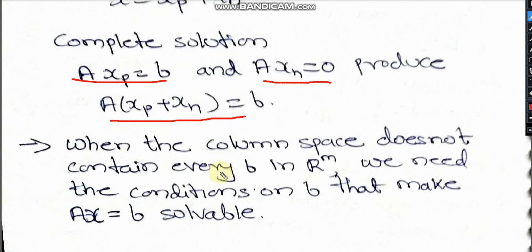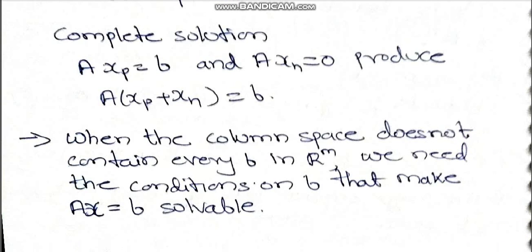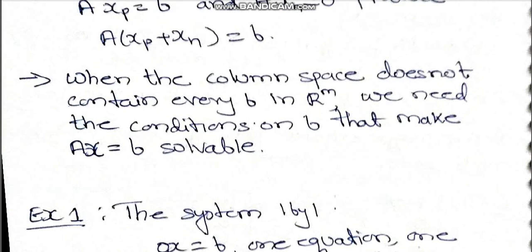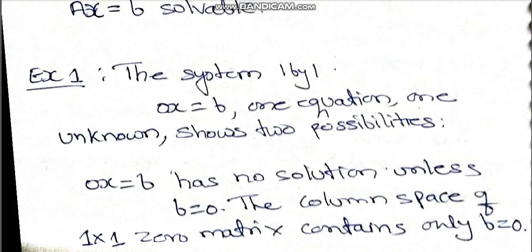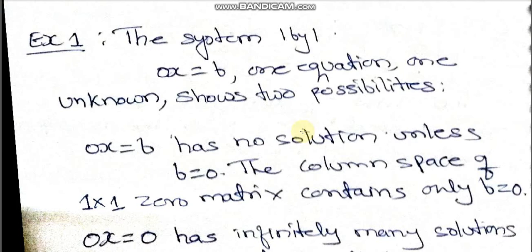When the column space does not contain every b in R raised to m, the number of equations, b should be spanning R raised to m. We need these conditions on b that make Ax equals b solvable. So b should span R raised to m. If the span of b is less than m, then you cannot have a solution. So here you can see the system one by one.